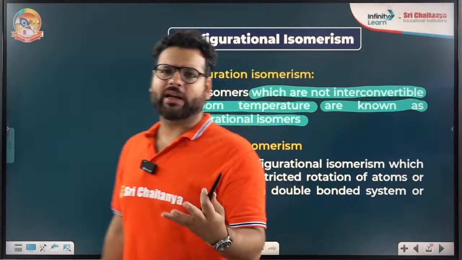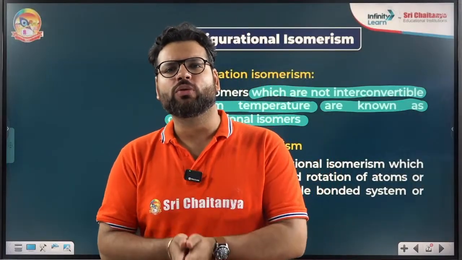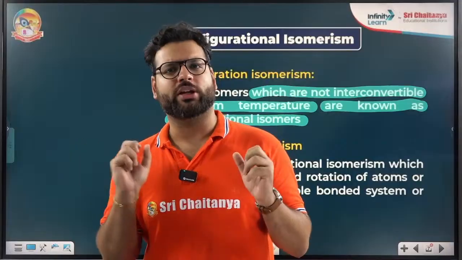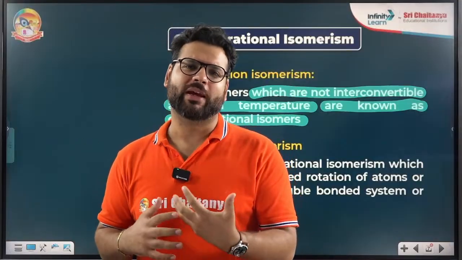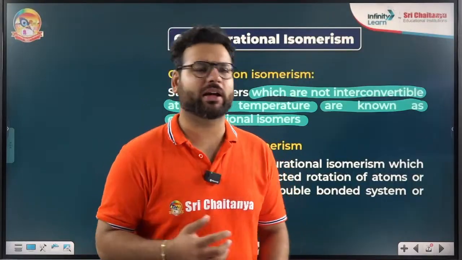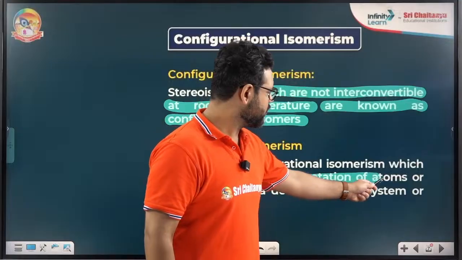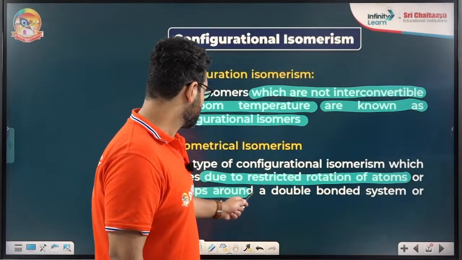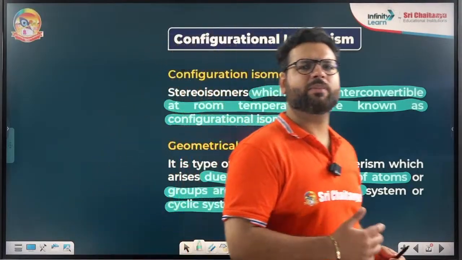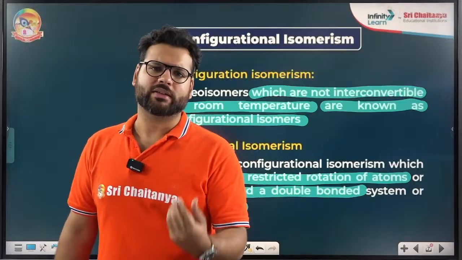Out of them, who are geometrical isomers? When you say fixed configuration in space, that fixed configuration may be due to a restricted bond rotation. You remember the word, restricted bond rotation. So whenever the configuration in space is fixed due to restricted bond rotation, we call them geometrical isomers. Remember this: due to restricted rotation of atoms around a double bond or a ring. Restriction comes in a double bond, restriction comes in a ring. Then geometrical isomerism arises.